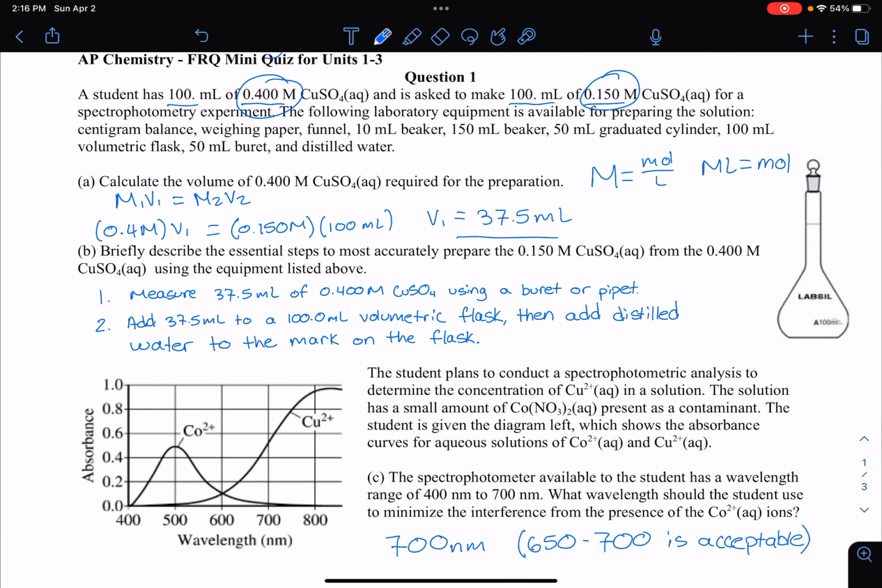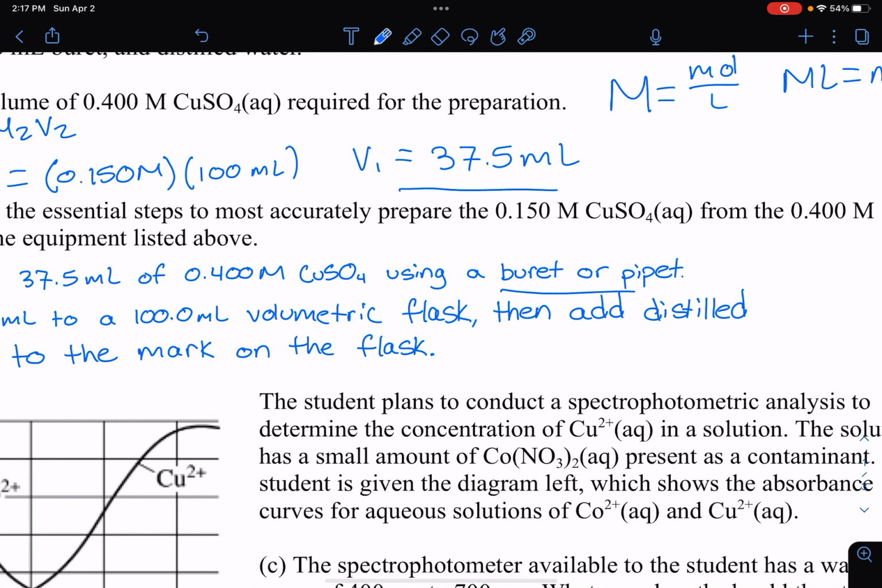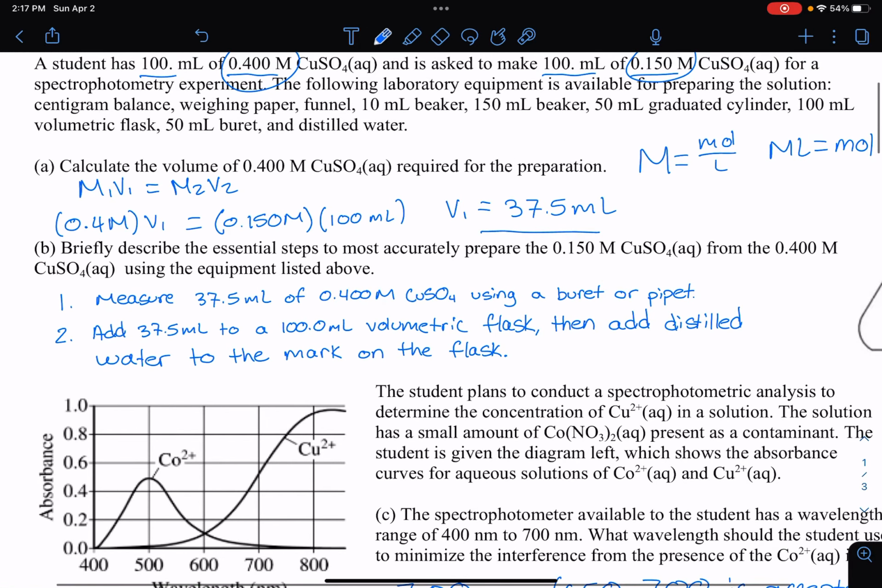B. Briefly describe the essential steps to most accurately prepare the 0.15 molarity copper sulfate from the 0.4 molarity copper sulfate using the equipment listed above. So here's the interesting thing. Graduated cylinders are accurate. Of course, they're more accurate than a beaker or a flask, but they are actually not the most accurate piece of glassware. Either a burette or a pipette is even more accurate. So that's what you're first going to do, is measure out the 37.5 milliliters of 0.4 molarity copper sulfate, our stock solution, using either a burette or a pipette.